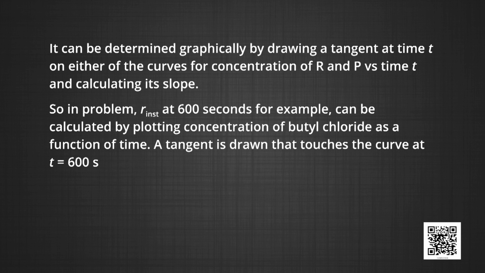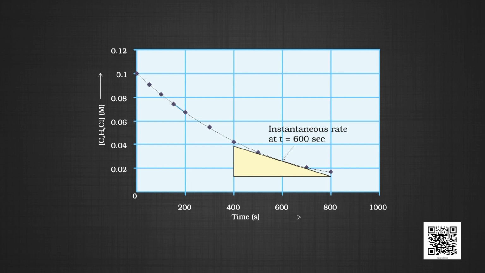So, in the previous problem, R instantaneous at 600 seconds, for example, can be calculated by plotting concentration of the butyl chloride as a function of time. A tangent is drawn that touches the curve at t equals 600 seconds. From the graph, you can see the plot and the tangent. The instantaneous rate of the hydrolysis of the butyl chloride is shown in the figure. The slope of this tangent gives the instantaneous rate.